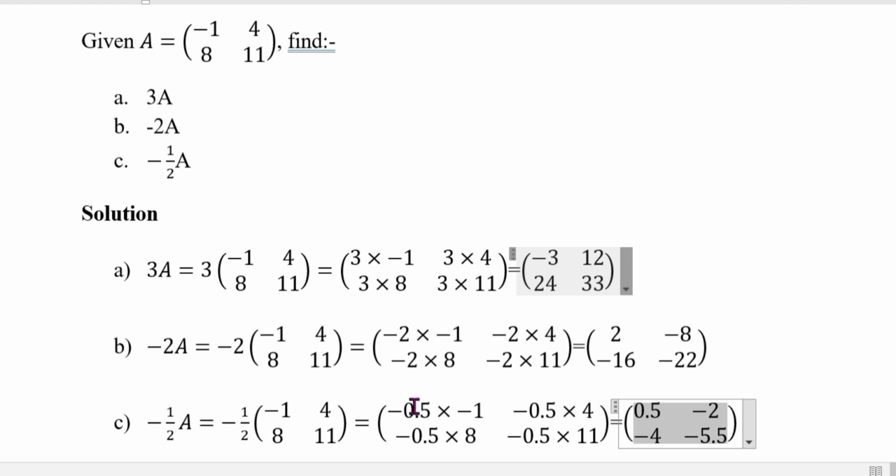Negative 0.5 times negative 1 gives us 0.5. Negative 0.5 times 4 gives us negative 2. This one gives us negative 4, and this one negative 5.5. So that's how we multiply a matrix by a scalar.